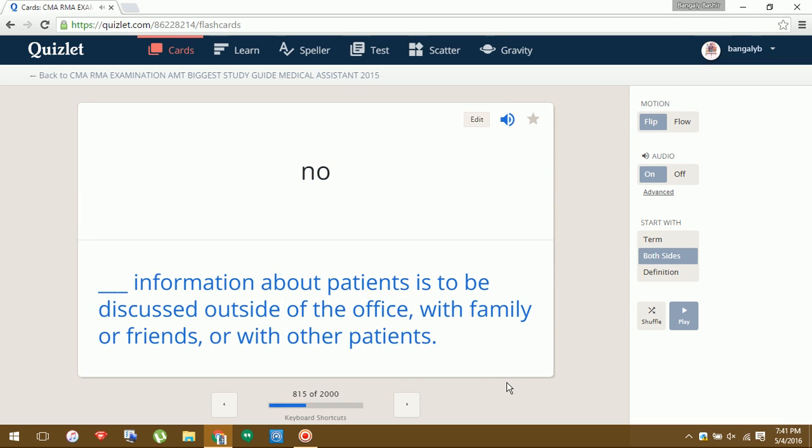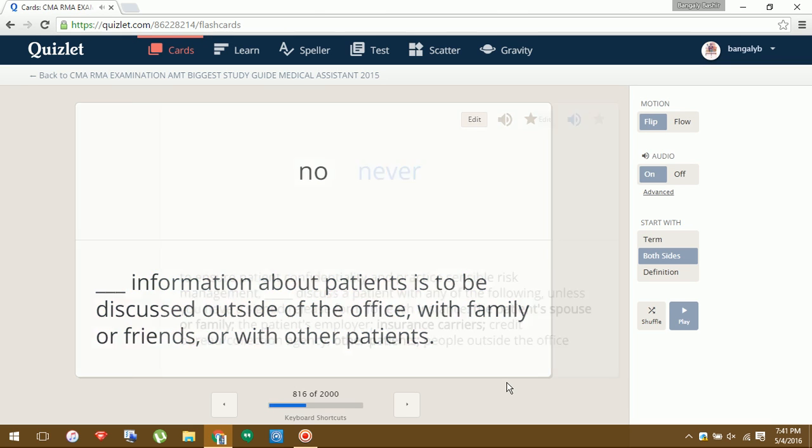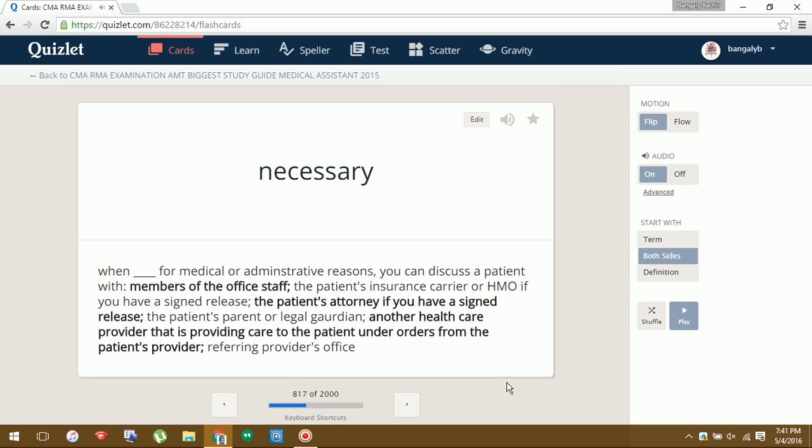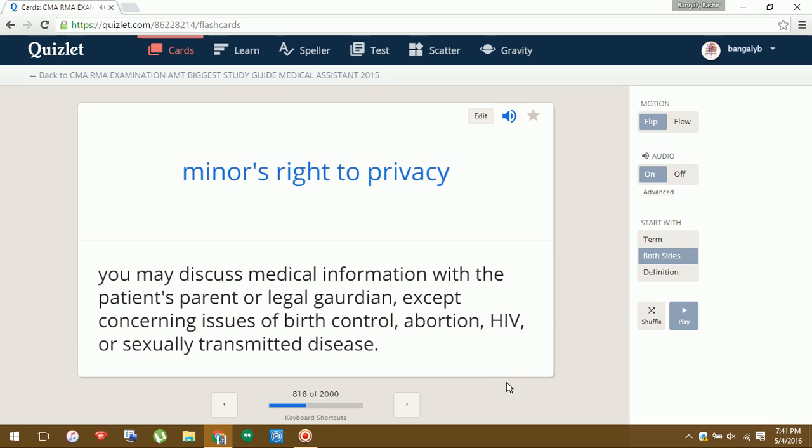No. Never. Necessary. Information about patients is never to be discussed outside of the office with family or friends or with other patients. Minor's right to privacy. You may discuss medical information with the patient's parent or legal guardian except concerning issues of birth control, abortion, HIV, or sexually transmitted disease.